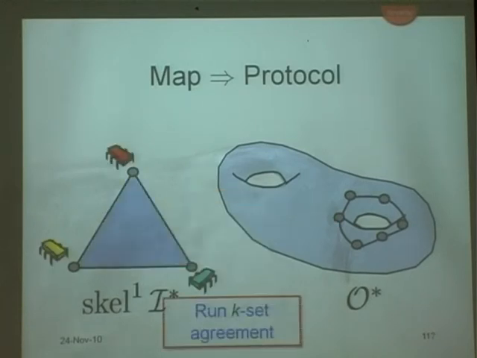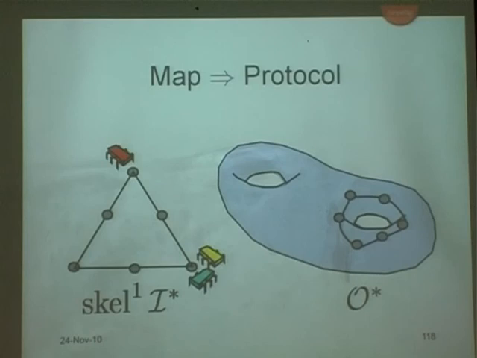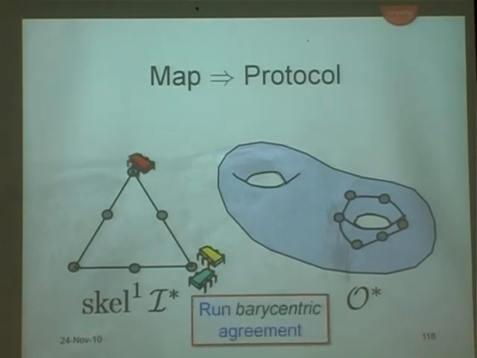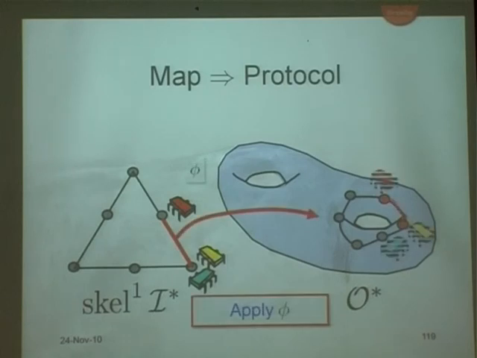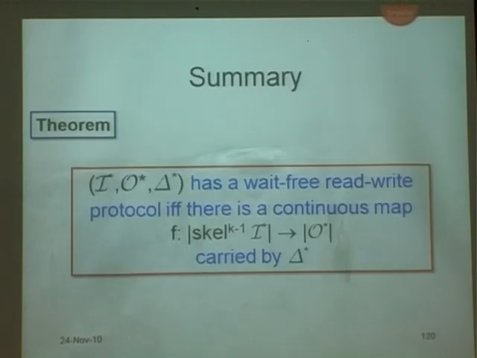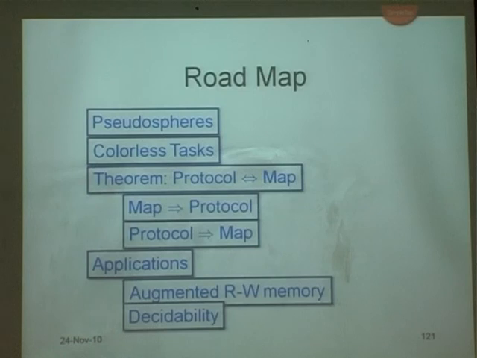And so the first step now is we'll run case-set agreement. What does case-set agreement do? Well, it allows everyone to jump to the k-1 skeleton. And once we've jumped to the k-1 skeleton, then as before, we look at the simplicial approximation. We run barycentric agreement on the simplicial approximation. We apply phi, and then we're done. So it's the same thing with a little bit more stuff. Okay, so that's that theorem.